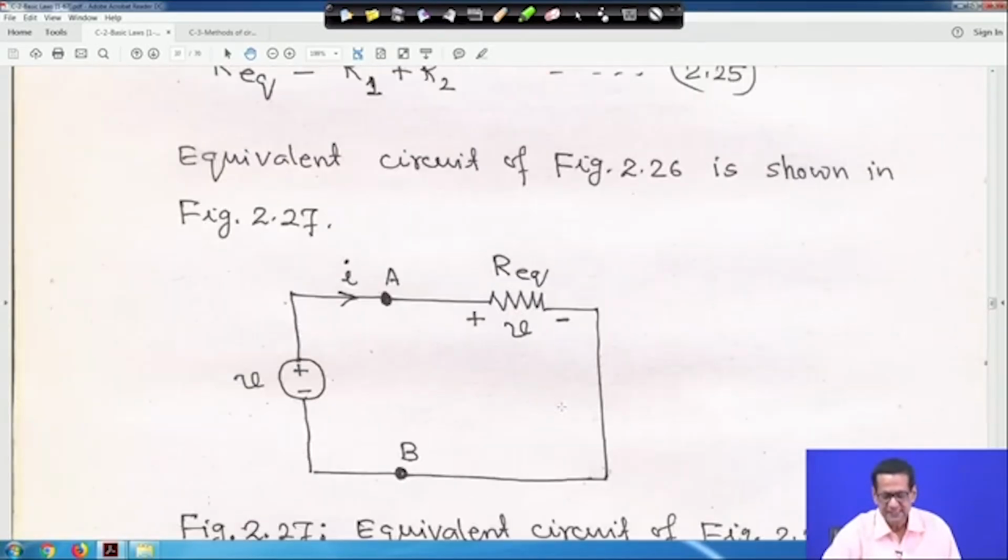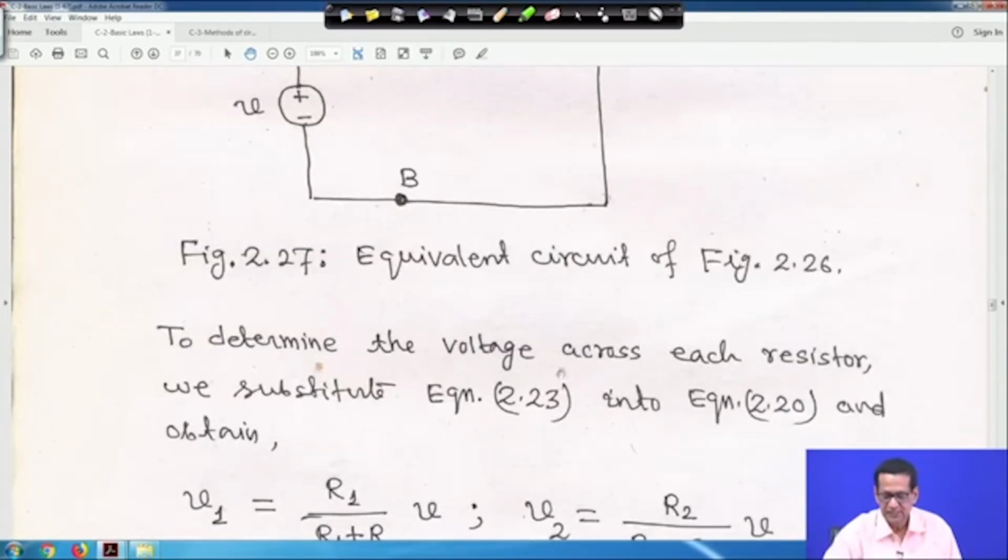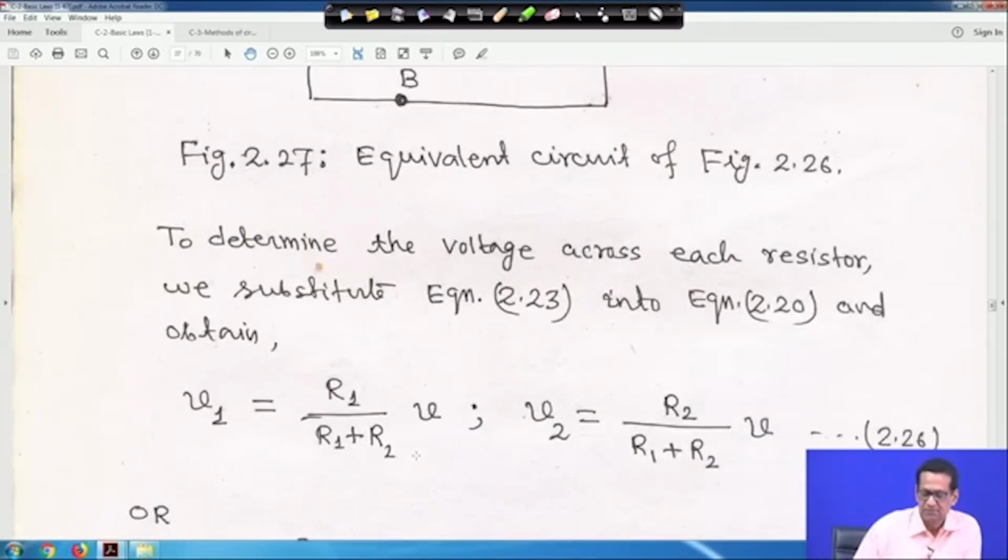So, that is why here it is written that V is equal to V1 plus V2, that is the total voltage. So, it is V and current flowing through this is I, right. So, this is the equivalent circuit. Now, to determine the voltage across each resistor, let us substitute equation 23 into equation 20 and we will get V1 is equal to R1 divided by R1 plus R2. It is very simple, just hold on. V1 is equal to R1 into I, right, and from this, just hold on, let me clean it.